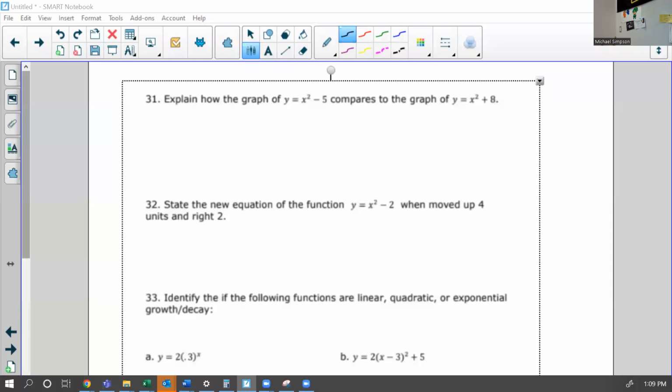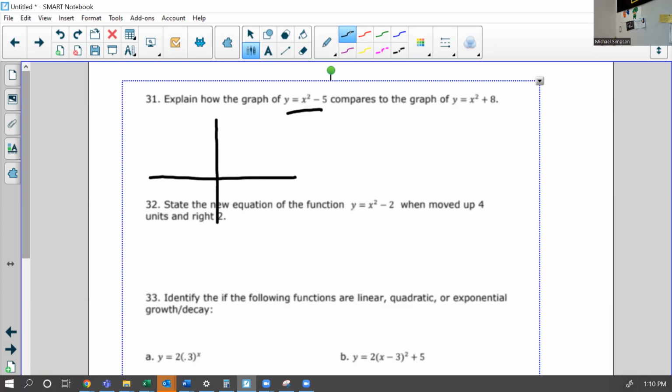All right, so 31 now. 31, explain how the graph of y equals x squared minus 5 compares to the graph of y equals x squared plus 8. And this is just transformation. All right, so all it is that this graph right here looks something like this.